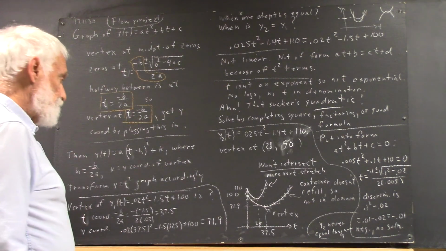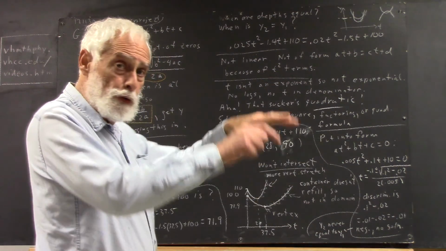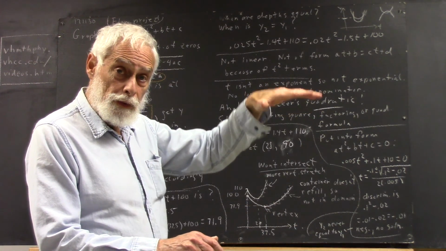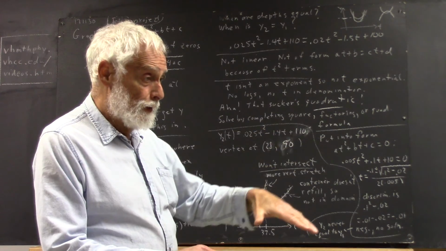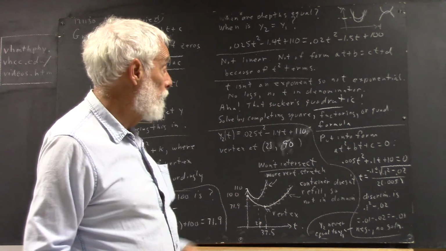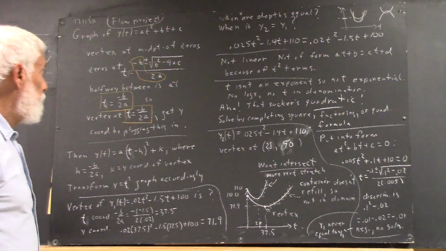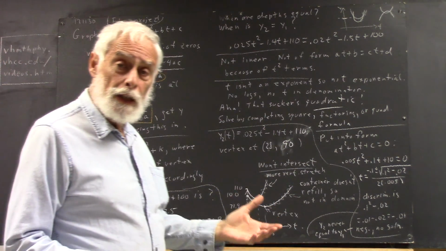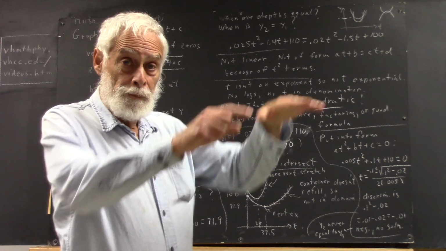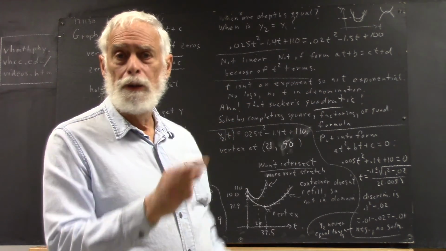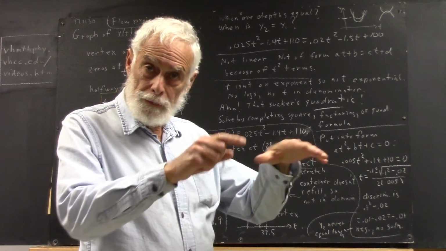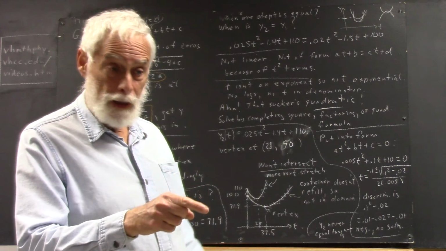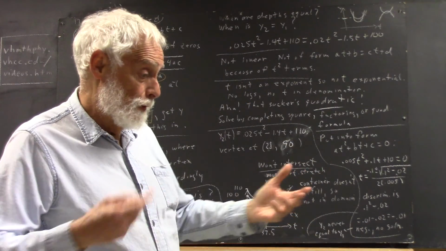The question was, if you have two cylinders, and y1 of t describes the depth of this one, and y2 of t describes the depth of this one, are the two depths ever equal? Now, that's obviously not always the case, except maybe if this one stops before this one gets to that point, or vice versa.